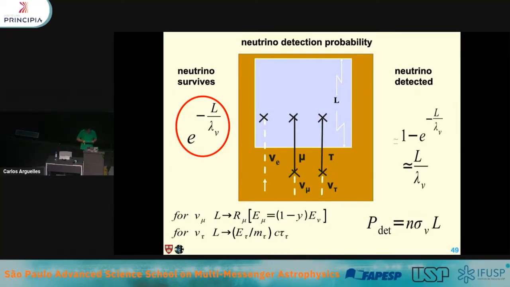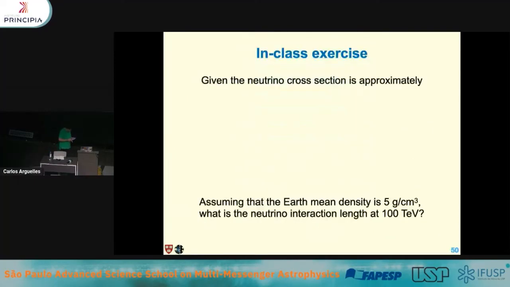It took me too long. And so now we have to talk about how long the neutrino survives, okay? Do we have time? He says we have time, so we keep going. We have about 20 minutes. Oh, wow, plenty of time.